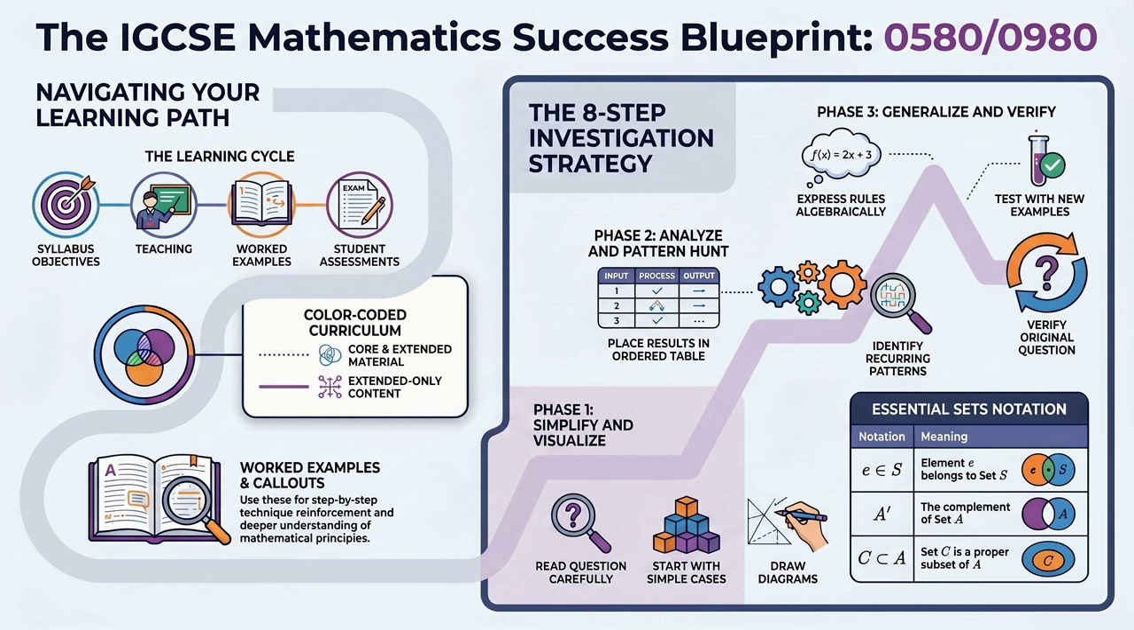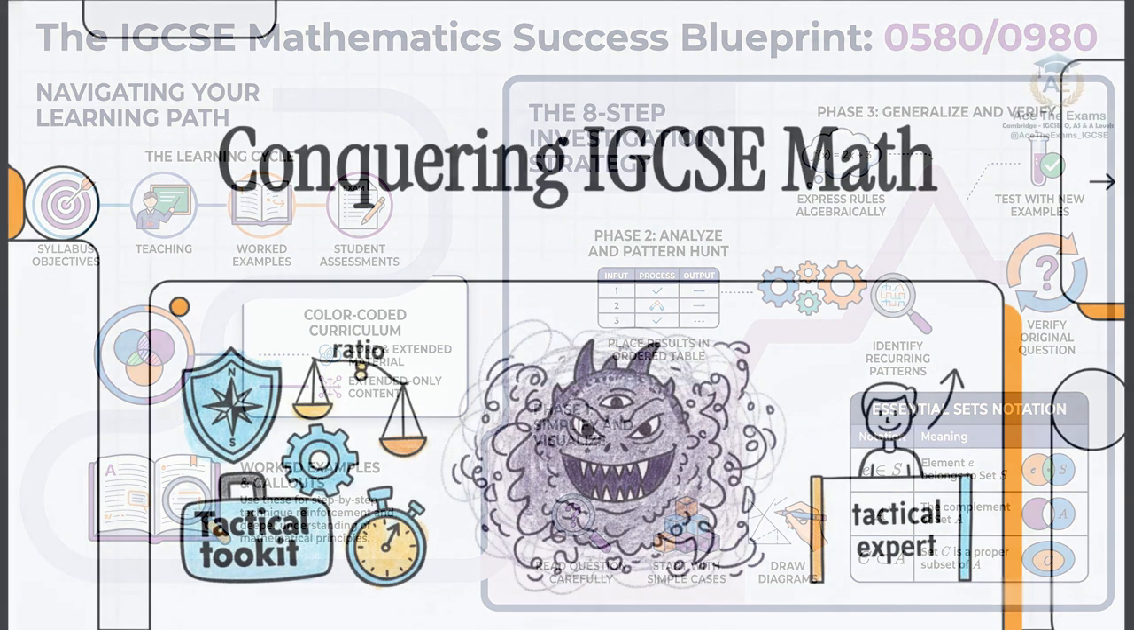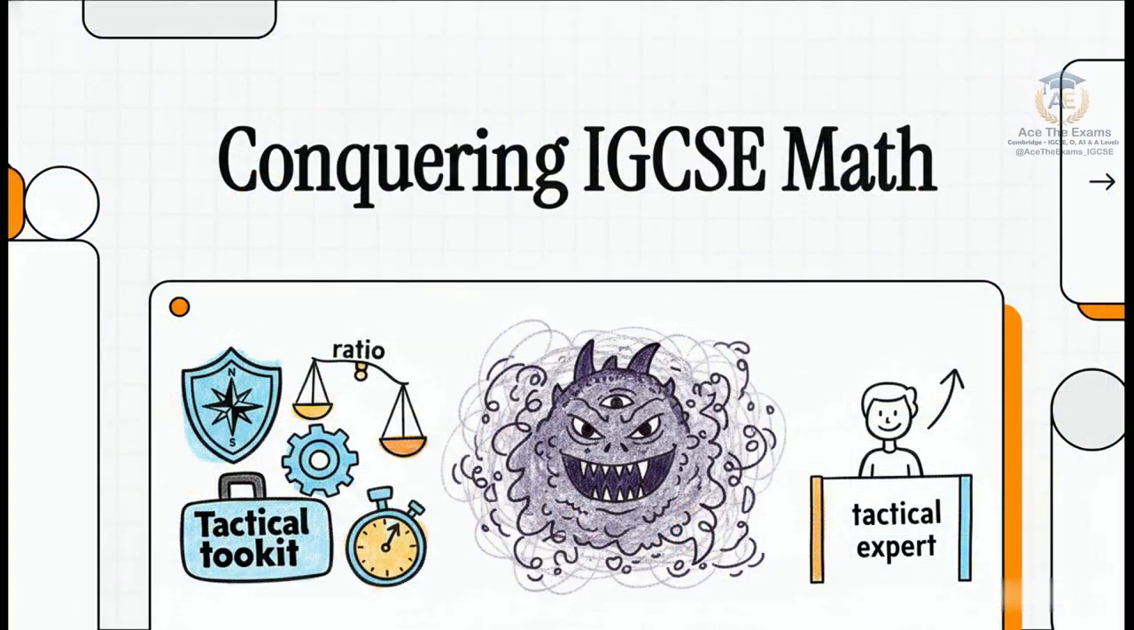Picture this. You sit down in the exam hall. The invigilator says you may begin. You flip open your Cambridge IGCSE 0580 mathematics paper, and there it is. The boogeyman. Those massive, multi-step, complex word problems involving ratio, proportion, and compound measures.